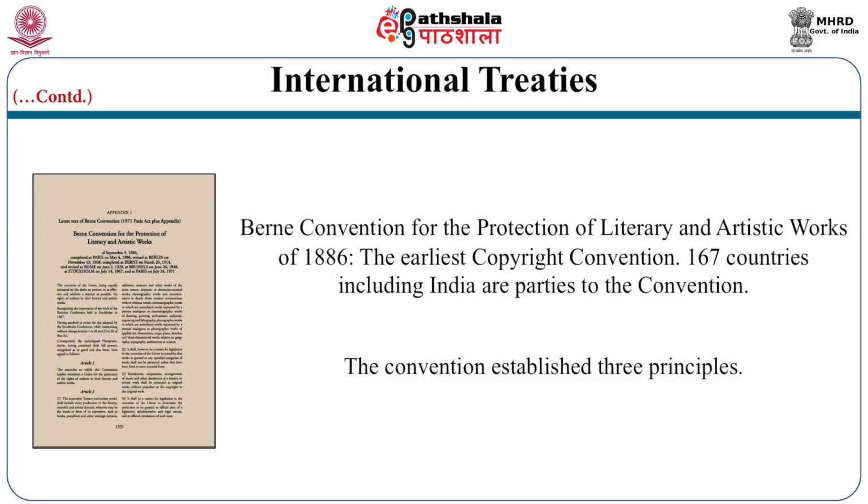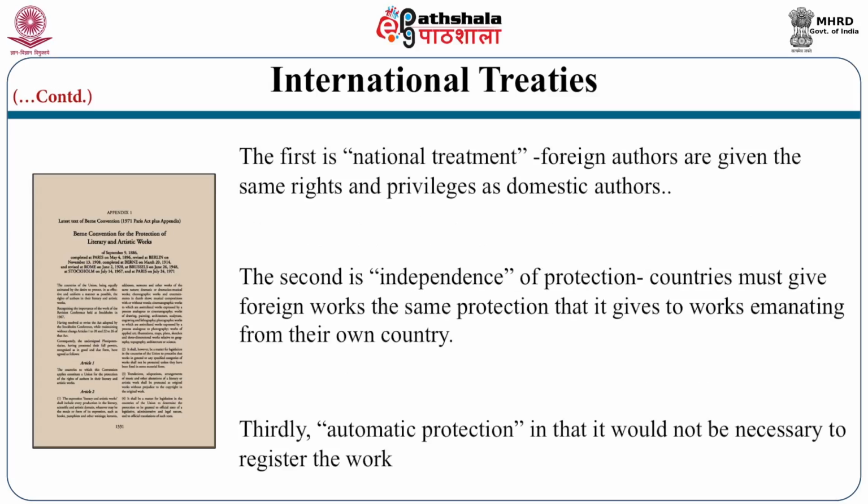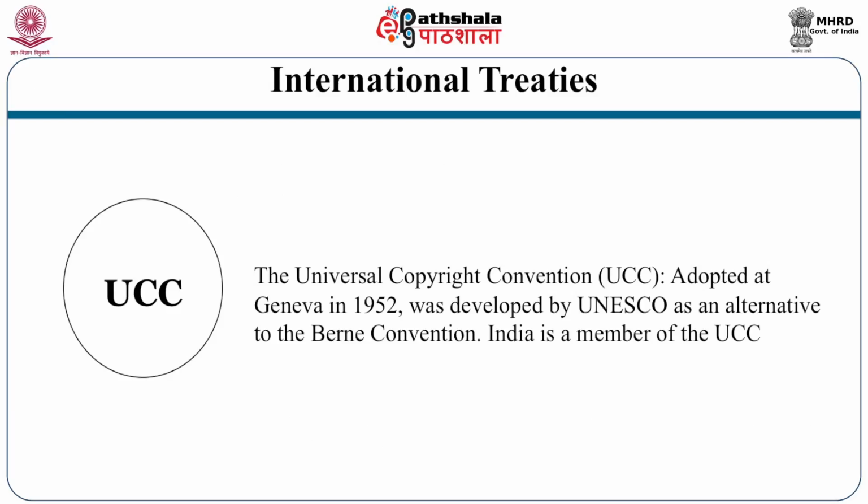It established three principles. The first is national treatment. Under national treatment, foreign authors are given the same rights and privileges as domestic authors. The second is independence of protection, that is, countries must give foreign works the same protection that it gives to works emanating from their own country. And thirdly, automatic protection, in that it is not necessary to register the copyright. The second convention is the Universal Copyright Convention, adopted in Geneva and developed by the UNESCO. It is an alternative to the Berne Convention.